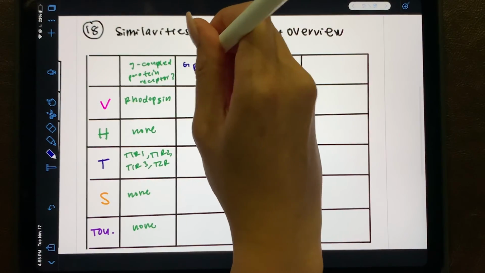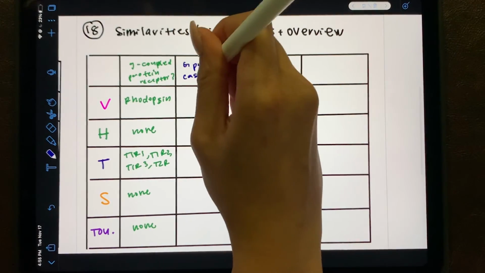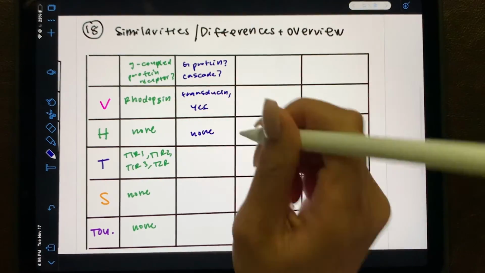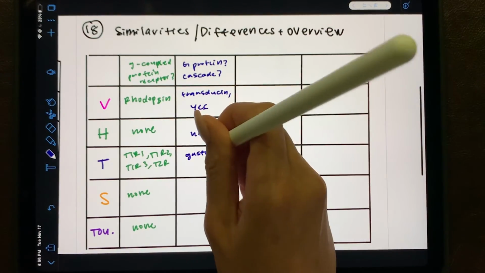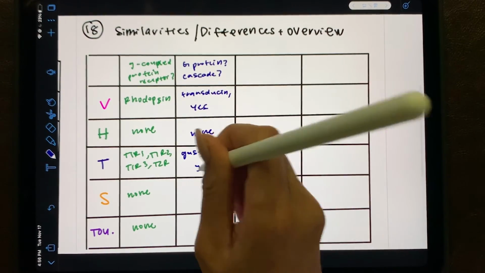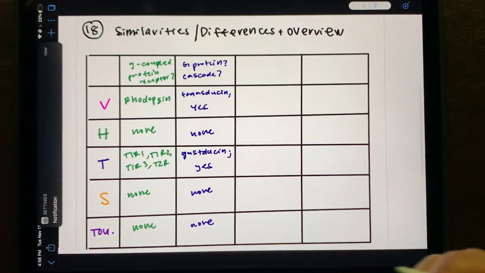Next, for G-protein cascades, for vision, we do have a G-protein called transducin, and yes, it has a protein cascade, which allows for more light sensitivity to a single photon. For hearing, we do not. Taste, we have gustducin as our G-protein, and yes, there's also a protein cascade. For smell, there's none, and touch, there's none.